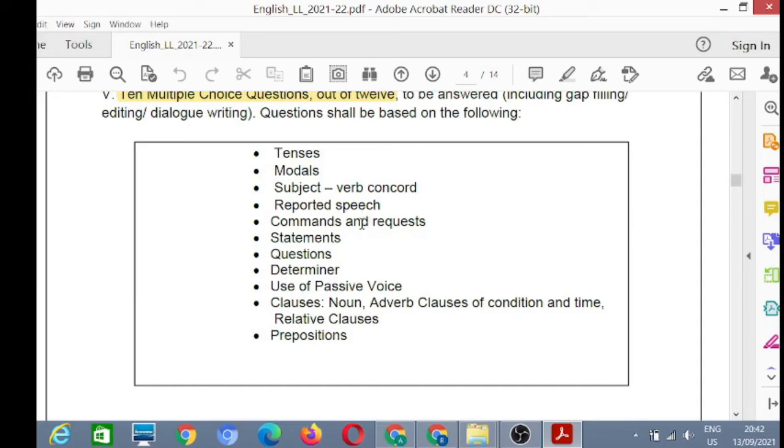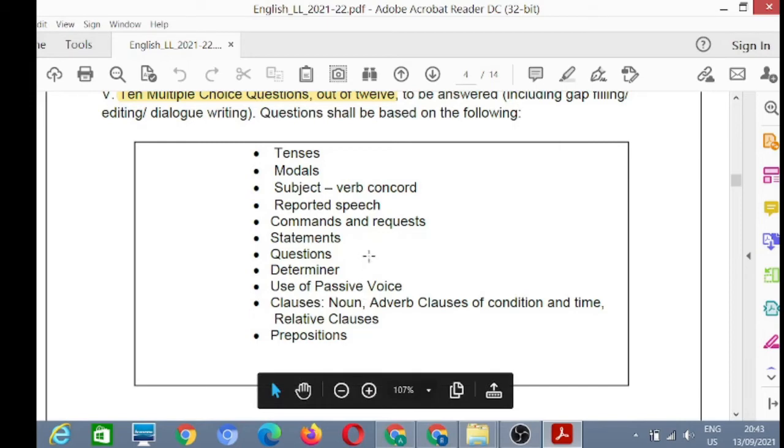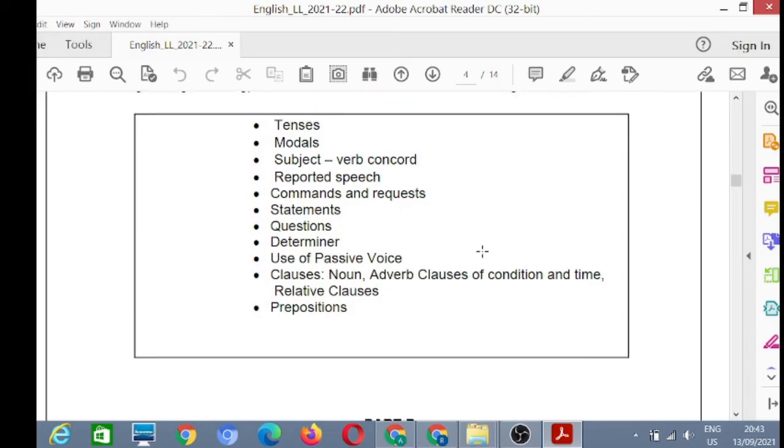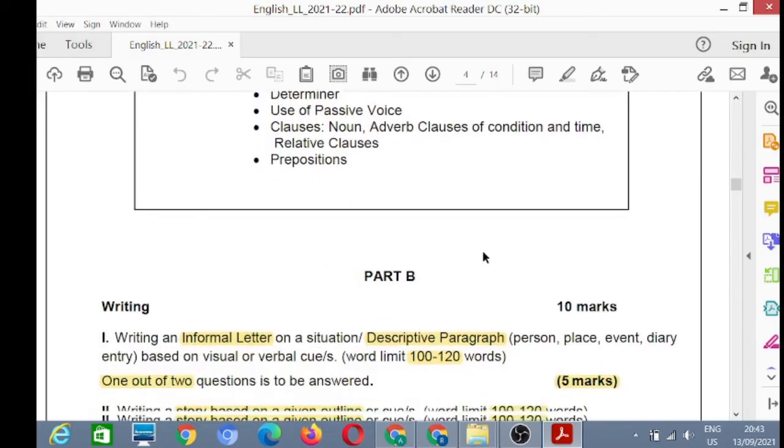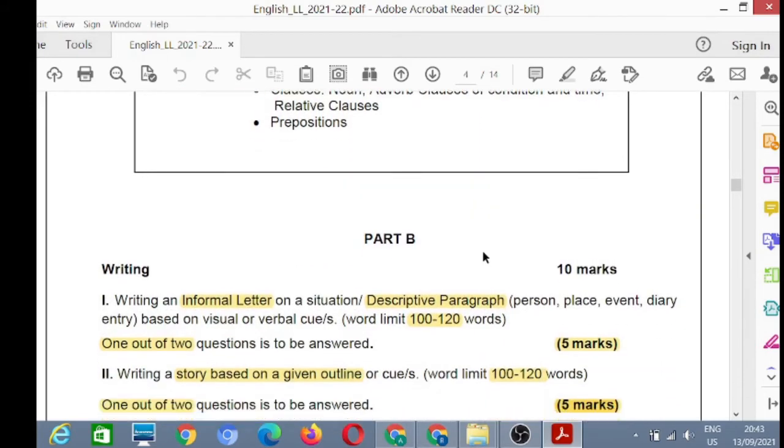then you can say reported speech, direct indirect, then commands and requests, then statements, then questions, then determiners, then use of passive voice, active voice, passive voice, then different types of clauses, and in last prepositions. So this is the syllabus of grammar. It will have 10 questions and each question has been allocated 1 mark.